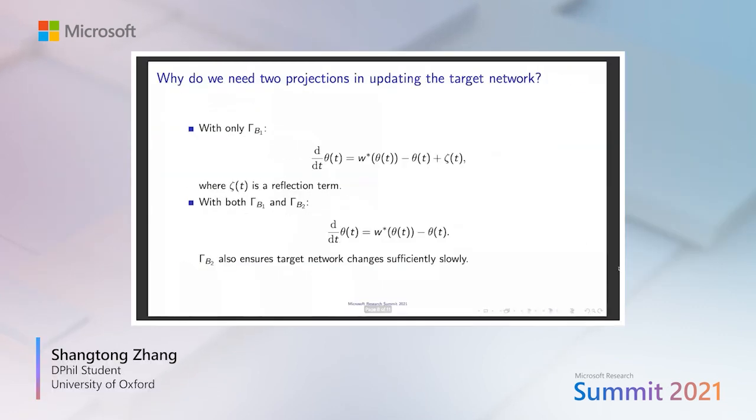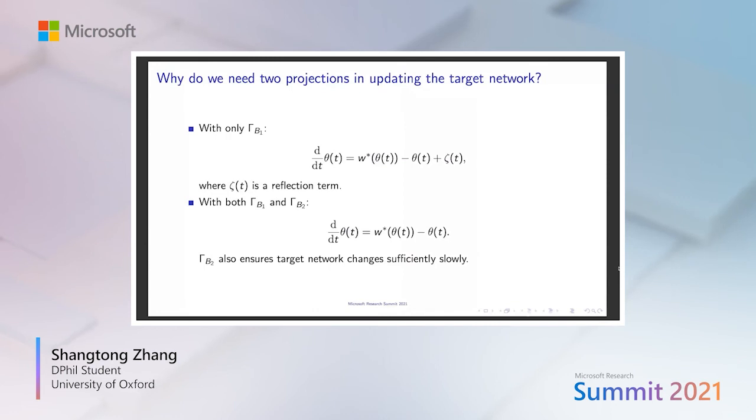You may wonder, why do we need two projections in updating the target network? So if you are familiar with optimization literature, we usually have only one projection, but here we have two projections, tau B1 and tau B2. If we have only one projection, tau B1, we will get some ODE like this to analyze the asymptotic behavior of the target network update.